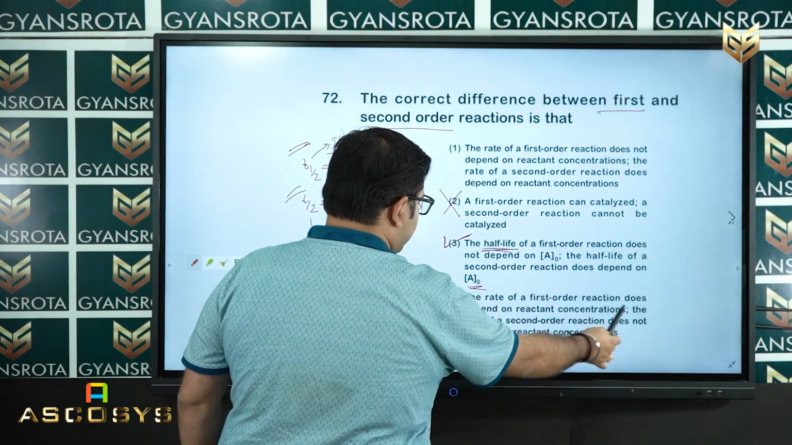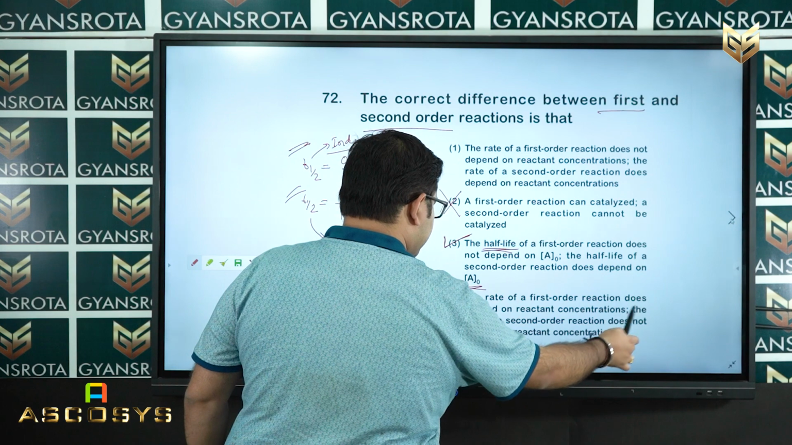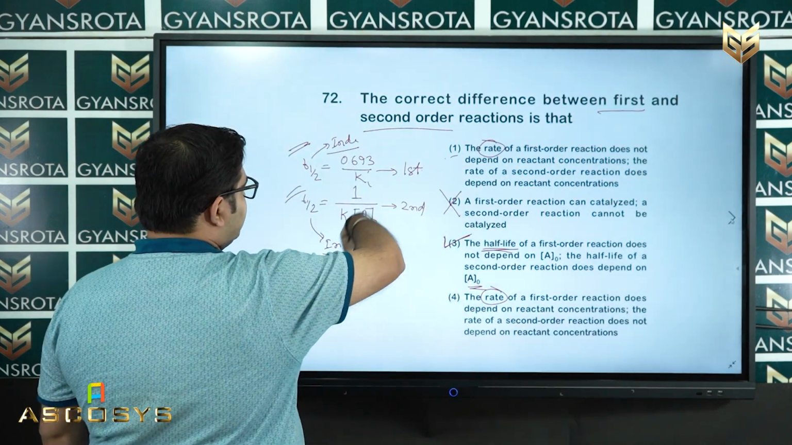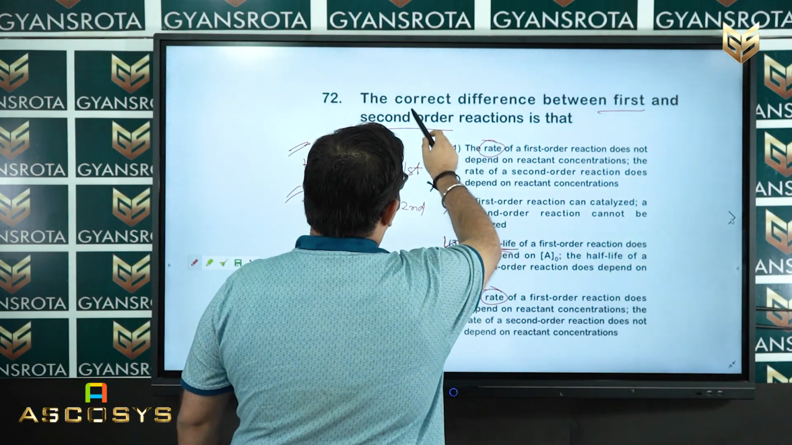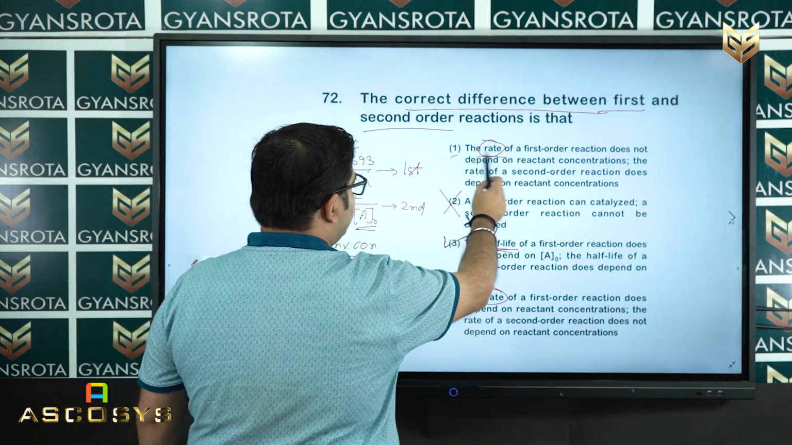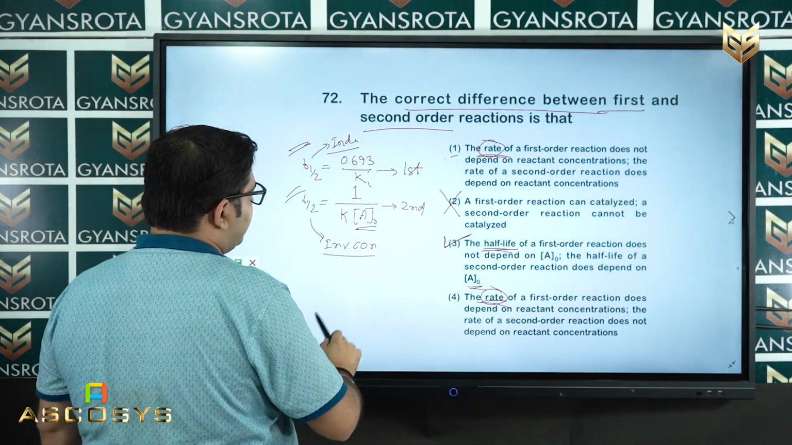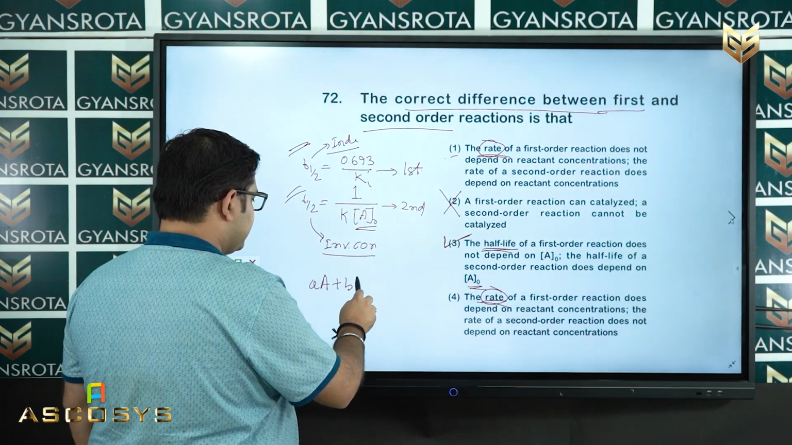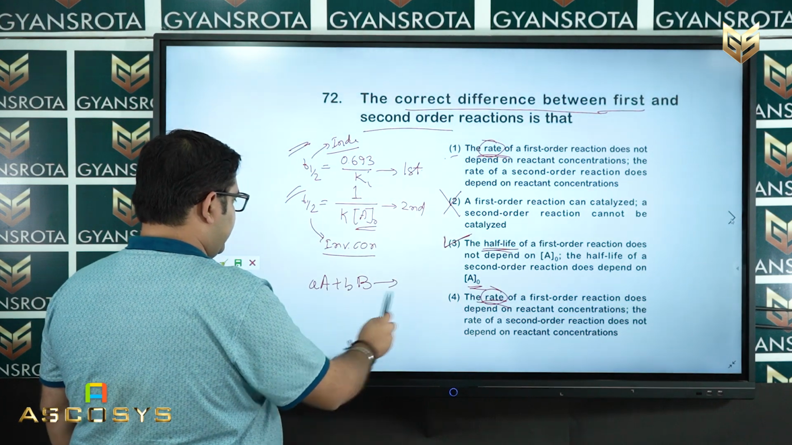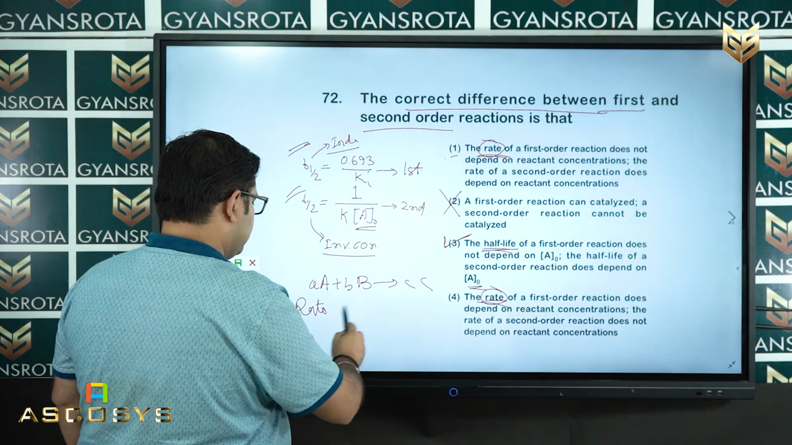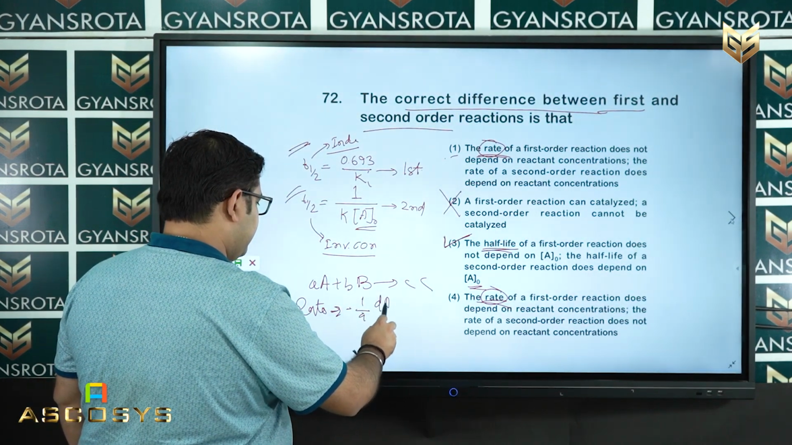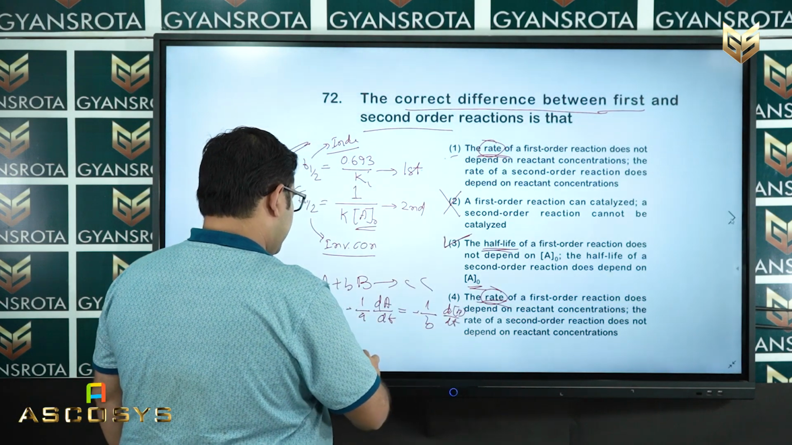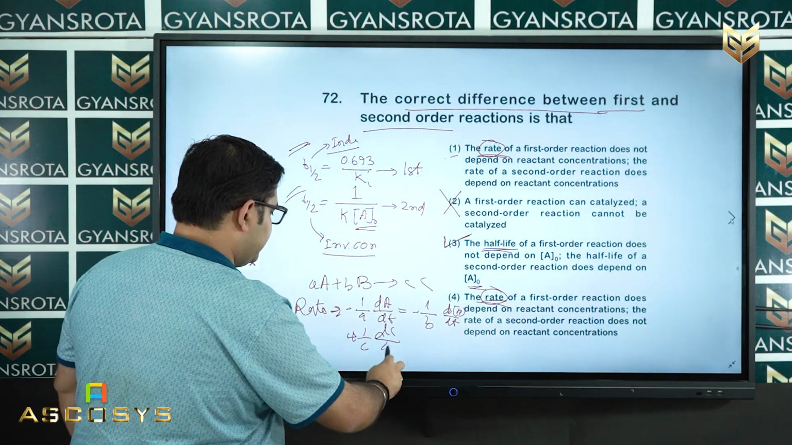The rate of the first order reaction does depend on the reactant concentration, and the rate of the second order reaction does not. See here, they have given rate, but in the question they mention the correct difference between the first and the second order. Rate is there in both cases, for first order as well as second order. It depends on the reactants as well as the products. Suppose this is the reaction, and I am writing the rate: minus 1 by A dA by dt, similarly minus 1 by B dB by dt, and plus 1 by C dC by dt. So this is the rate of this reaction.